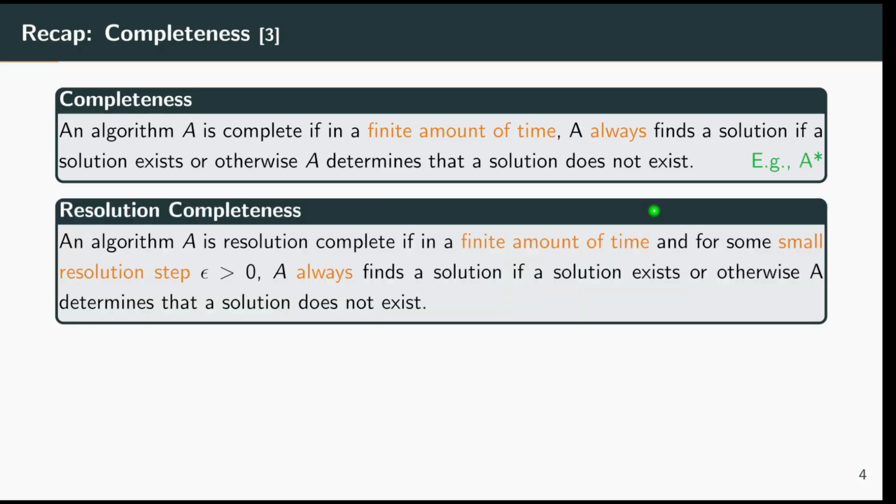Okay. Then we had something like resolution completeness. That's almost the same thing. The difference is that we now have this finite resolution step epsilon that is typically user provided and greater than zero. But otherwise, it has the same two components. So if a solution exists, it's guaranteed to find it in finite time. If it doesn't exist, it is guaranteed to tell us in finite time that it doesn't exist. Can you think of any algorithms that we had in class?